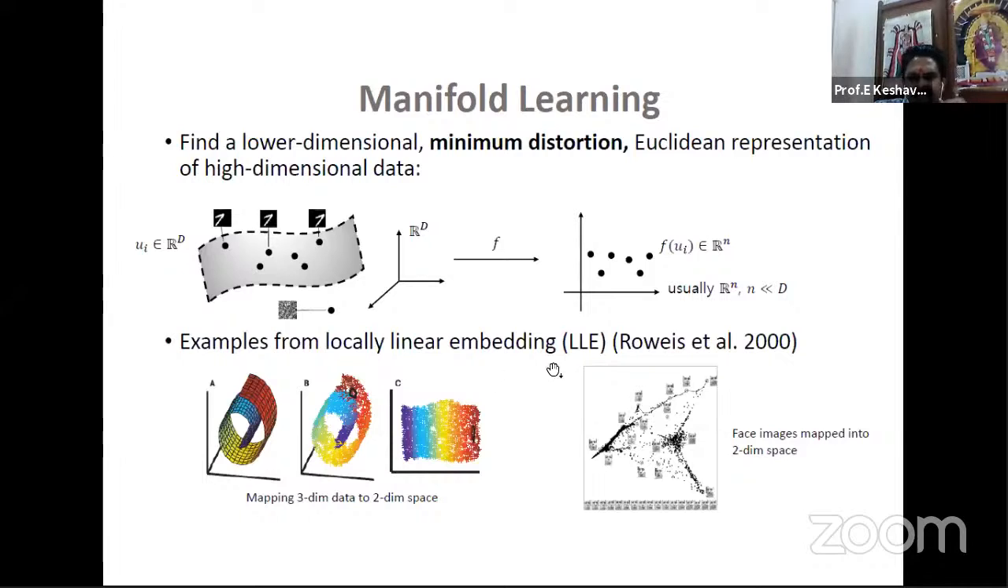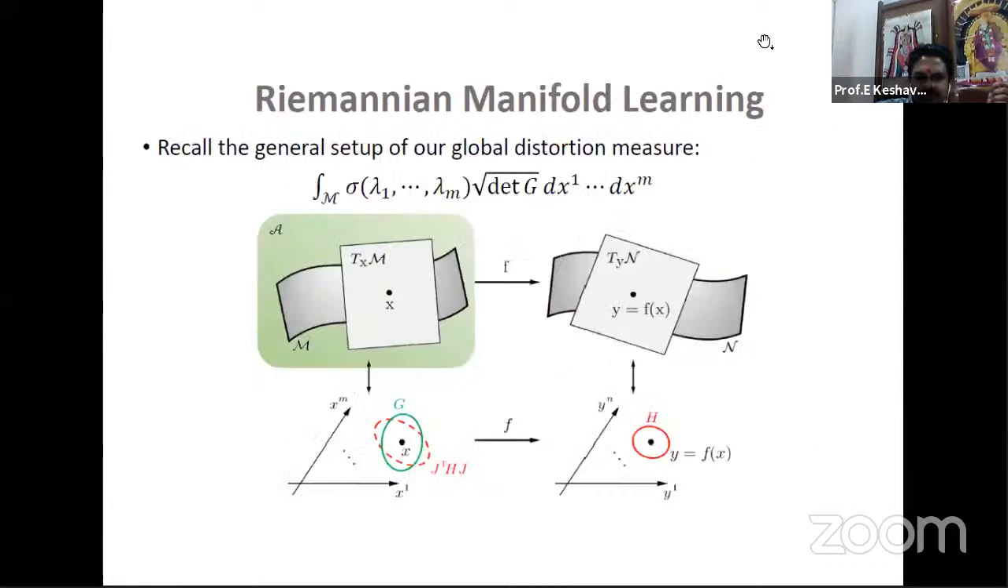Examples are locally linear embedding, LLE, which Roweis studied in 2000 with his group. See, this is a mapping of 3-dimensional data to 2-dimensional space, because if I want to see the visibility of the three-dimensional data, I can reduce it to a 2-dimensional space and I can see what is happening. So face image mapping in 2-dimensional space is like this. Riemannian manifold learning is like this. So from this to this, F is a map.